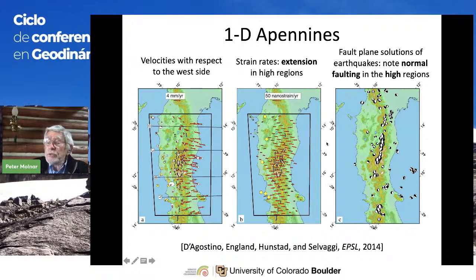And then the fault plane solutions, the earthquakes, show you the same thing. These are showing the normal faulting throughout the high part of the Apennines. So the Apennines are extending. This is known. The GPS velocity fields are known.